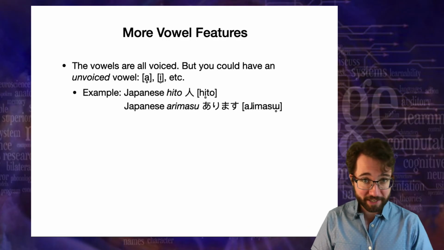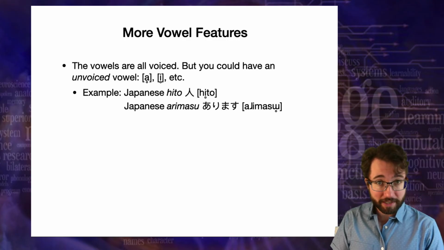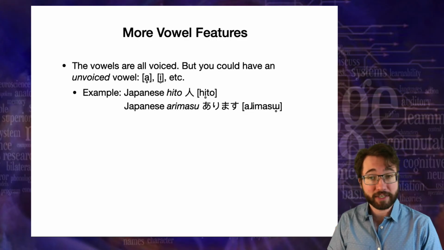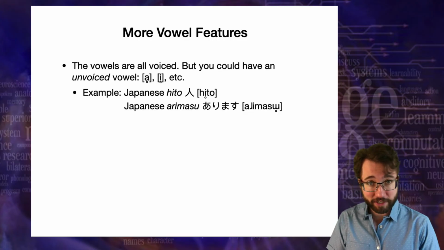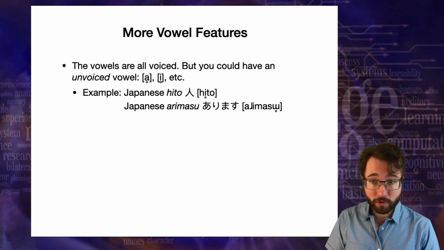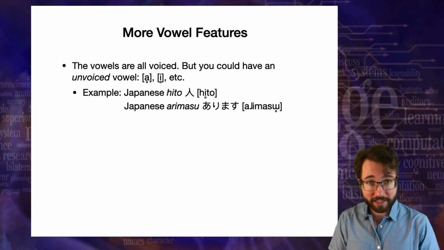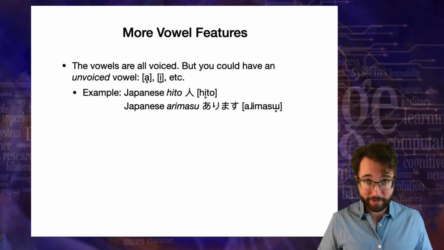For example, in Japanese, the word for person is hito, two syllables. The first vowel there is actually an unvoiced, high, front, unrounded vowel. So that's E, but unvoiced. It's like it's whispered. Similarly, in the verb arimasu, the last syllable has an unvoiced, high, back, unrounded vowel.